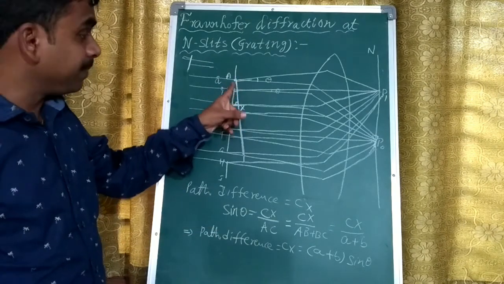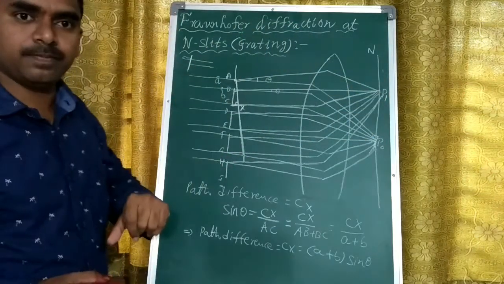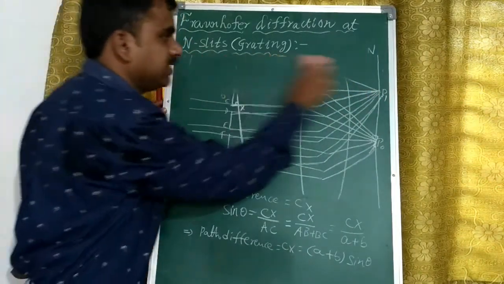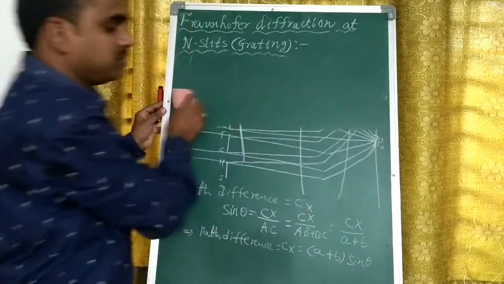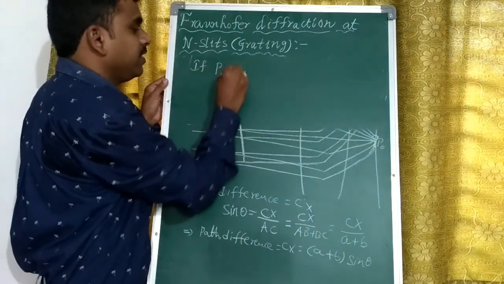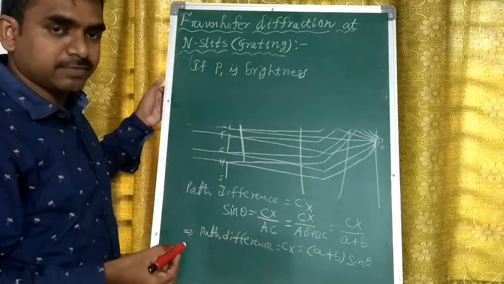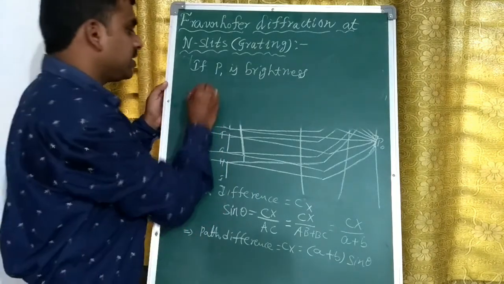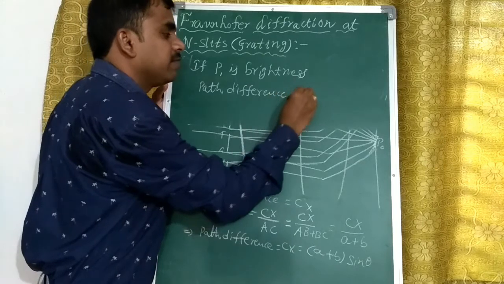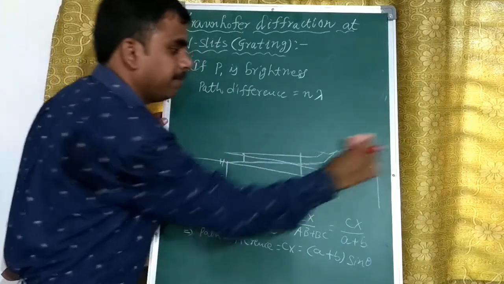Suppose the secondary diffracted wavelets reach our screen at the position P1. If they give the maximum intensity, P1 is bright, which means constructive interference. What is the condition for constructive interference? The path difference should be equal to an integral multiple of the wavelength. Then only we will get the maximum intensity.